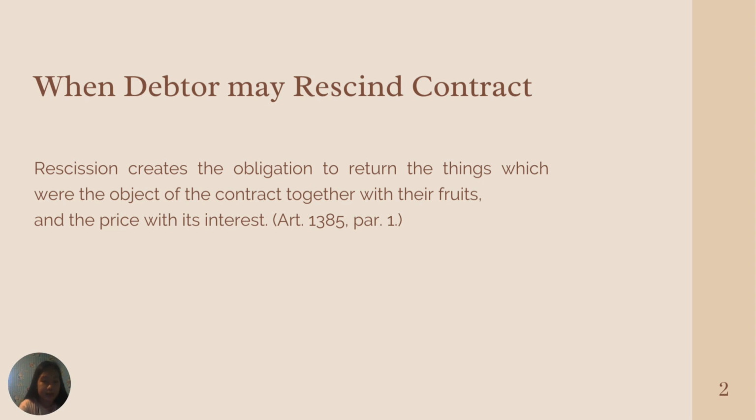So, for example, Mara borrowed from Clara 10,000 pesos. So it was agreed that instead of 10,000, Mara could deliver item 1 or item 2 or item 3. If through the fault of Clara, item 1 is destroyed, Mara can rescind the contract if he wants. In case of rescission, the amount of 10,000 must be returned by Mara with interest. Clara, in turn, must pay Mara the value of item 1 plus damages.